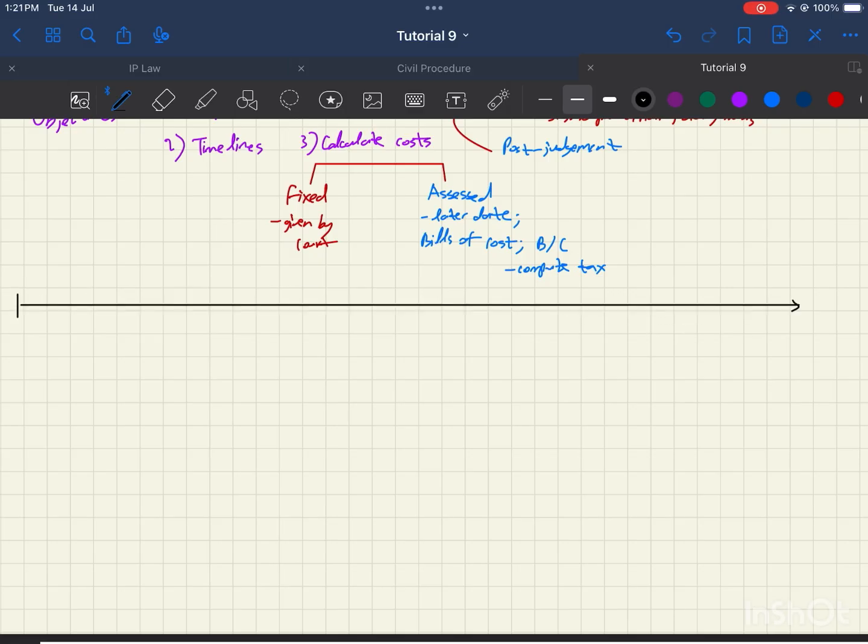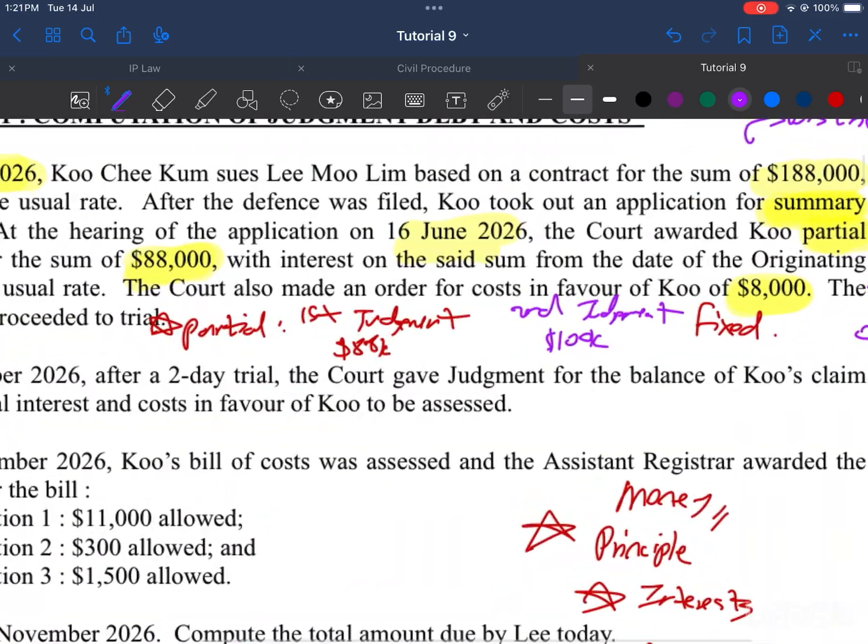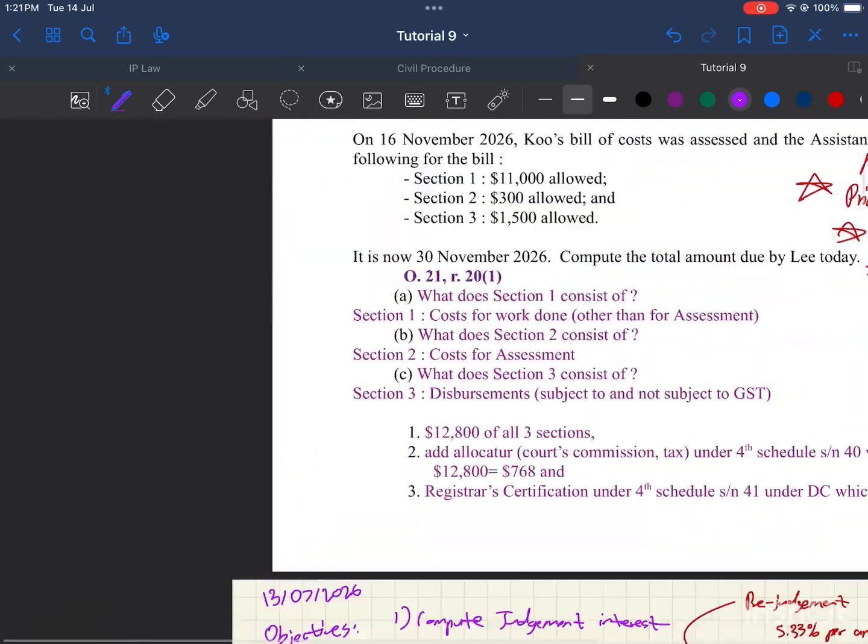So begin by first drawing the timeline. This is 2nd April, aka when 188,000 was being claimed. Right, and this will come with their interest, cost, yeah. Now, just a caveat, this is just the amount being claimed. This is not judgment, right? The claimant wants to claim these. Claim these.